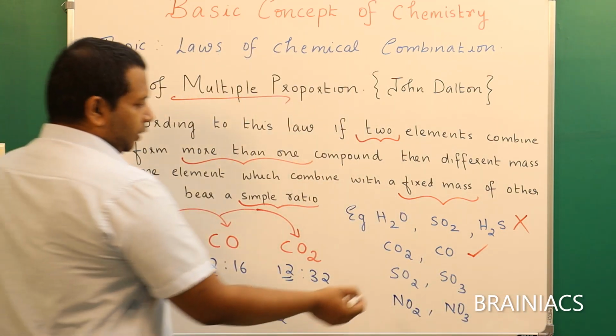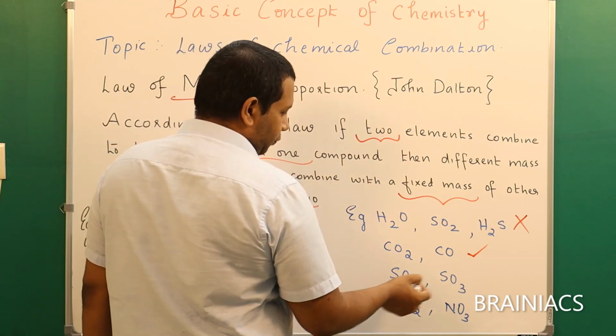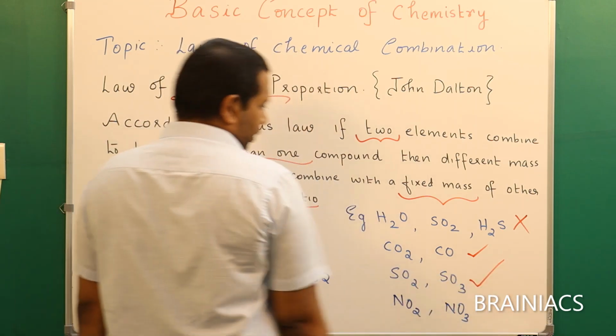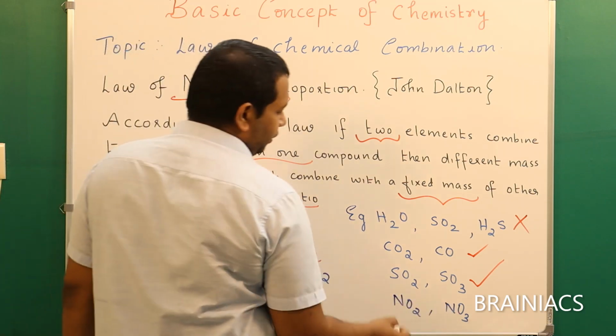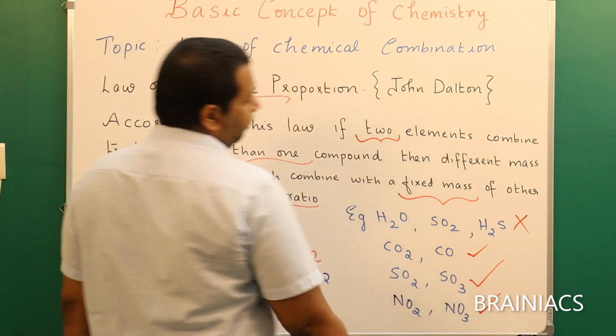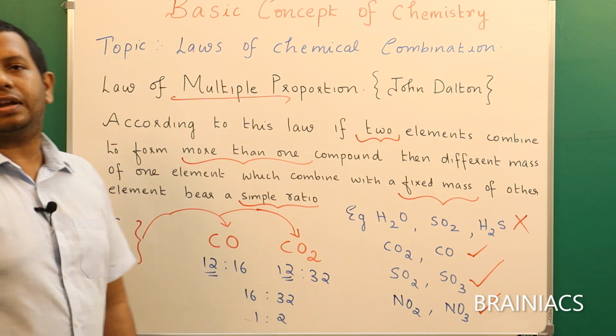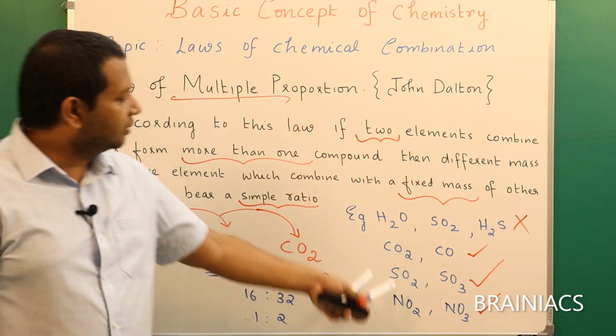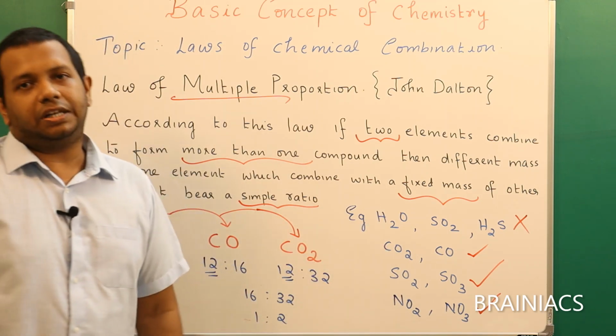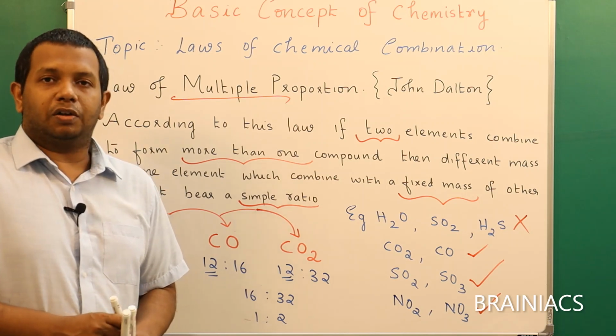And in the next one, only sulfur and oxygen are there, combining to form more than one compound. Then the next one, only nitrogen and oxygen are there, forming more than one compound. So the first one does not illustrate the law of multiple proportion, whereas the others illustrate the law of multiple proportion. I hope you understood what this law is.